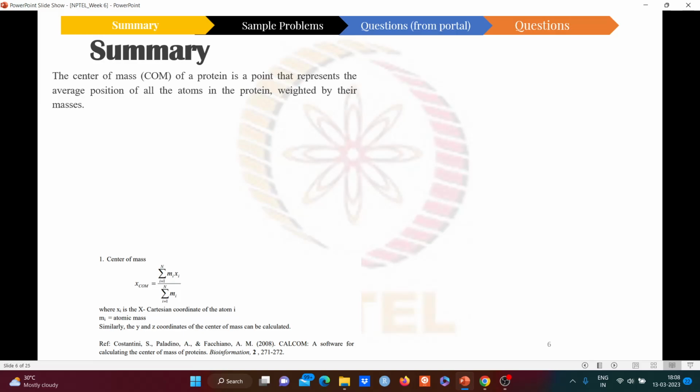Here I have given a formula. In the formula for computing, x represents the Cartesian coordinate x, and the x coordinate for the center of mass is given as xcom, which is calculated by the summation of the product of atomic masses and the Cartesian coordinate, divided by the sum of the masses. Similarly, the y and z coordinates of the center of mass can also be calculated.